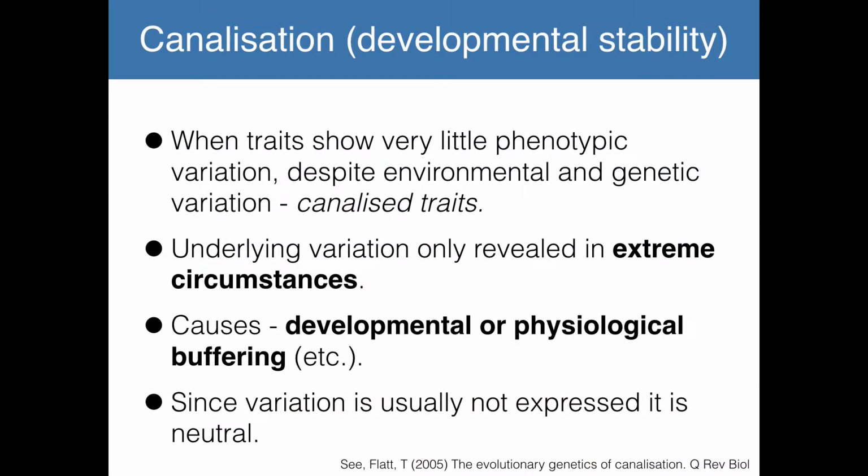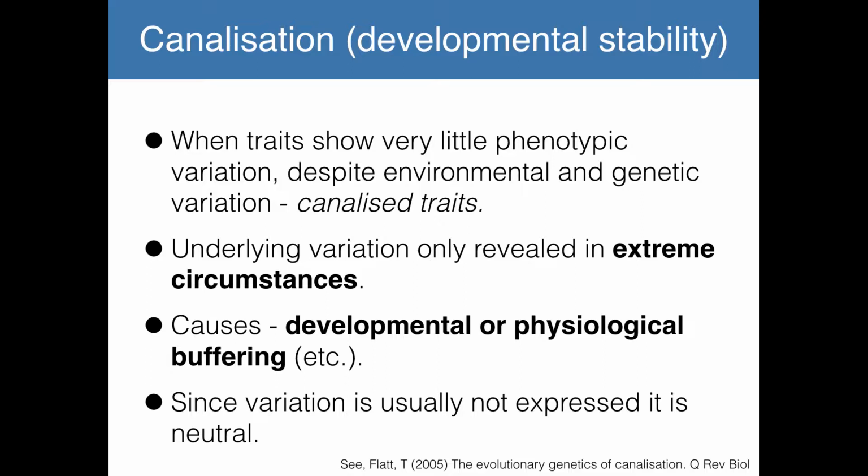So canalisation is when traits show very little phenotypic variation, despite the fact that they can have underlying large amounts of genetic variation. What causes that? Well, it varies depending on the kind of trait that you're thinking of, but the idea is that it's due to buffering. These kinds of traits are usually determined by many complex interacting physiological and genetic processes that are constraining each other so as to have this fairly fixed end result.